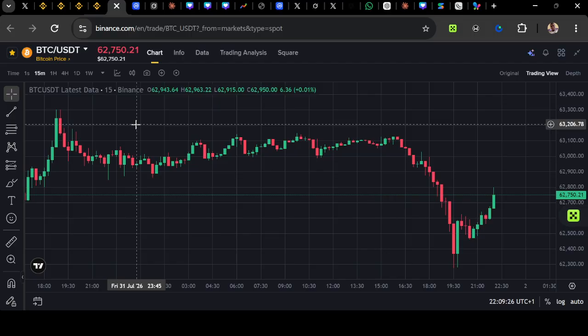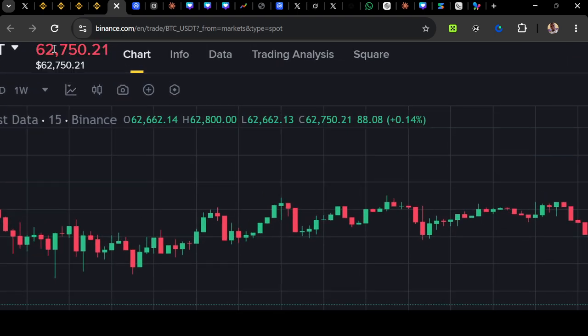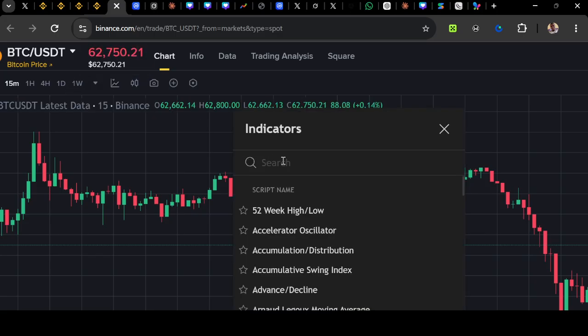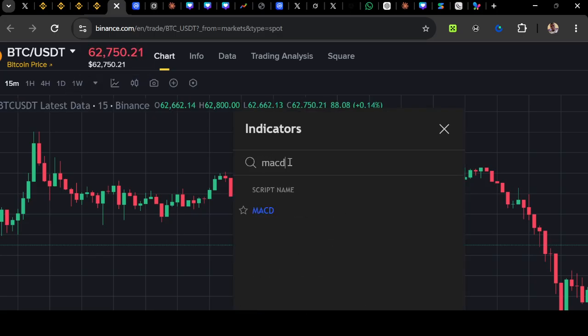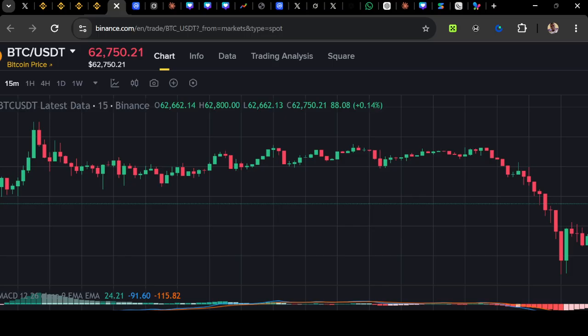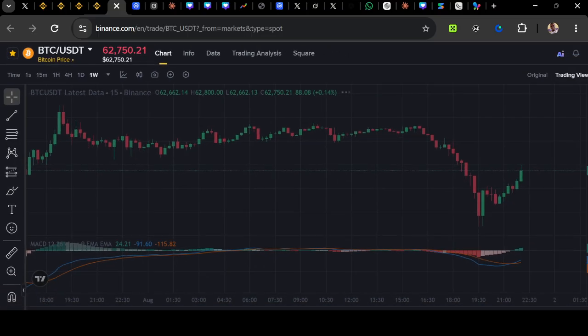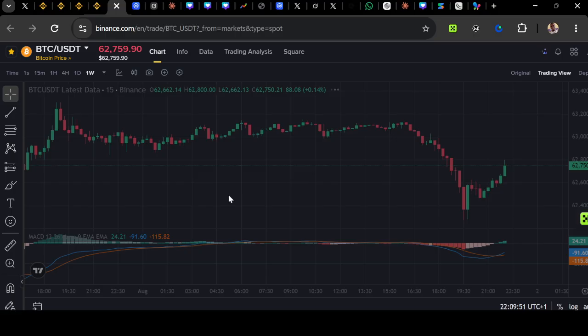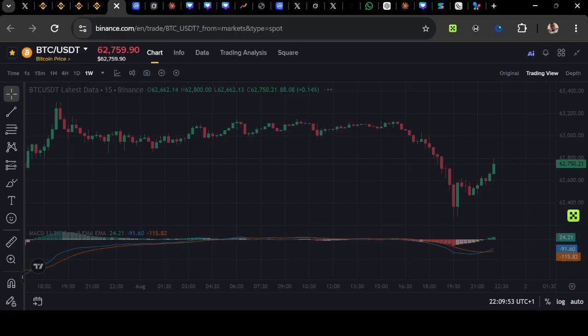So now if you want to add MACD to your chart, what you have to do is, first of all, come to this place that says indicator. The moment you come to this place that says indicator, click on indicator, then type MACD. The moment you type MACD, click on it. Once you click on it, you're going to see it appear below. Now how to see it? Look below this chart. You're going to see that you have MACD there.